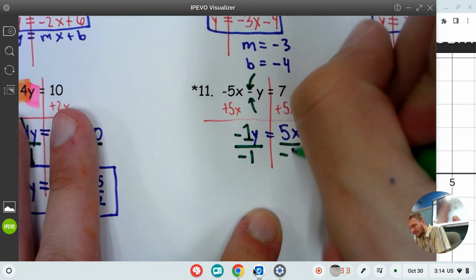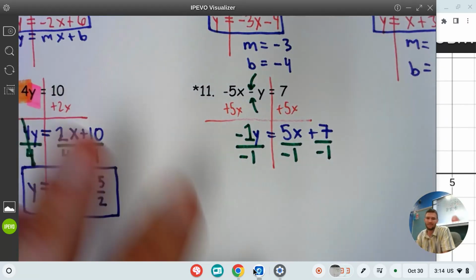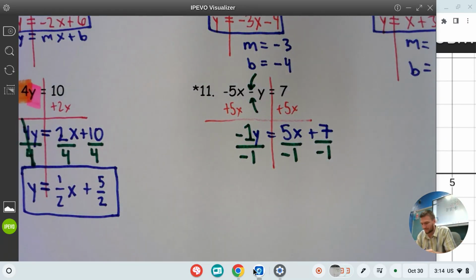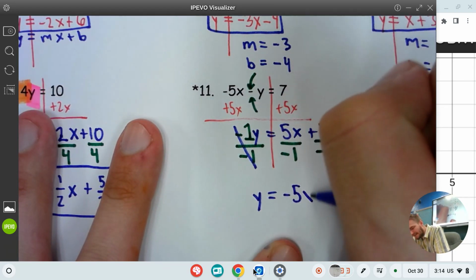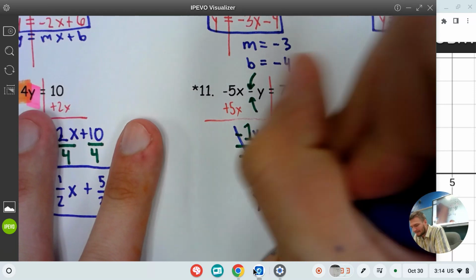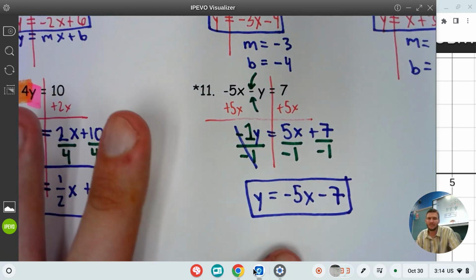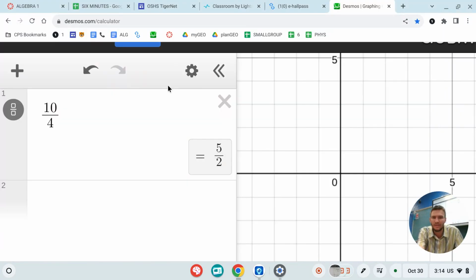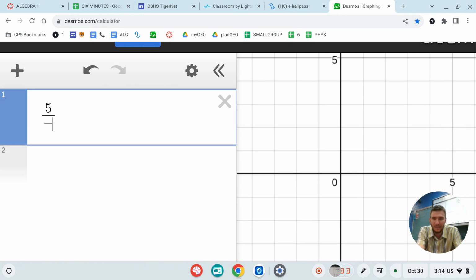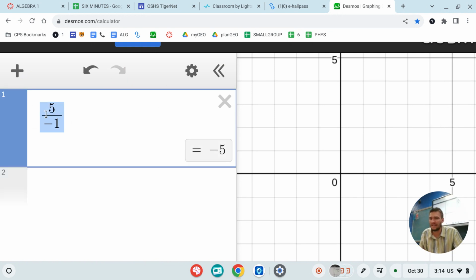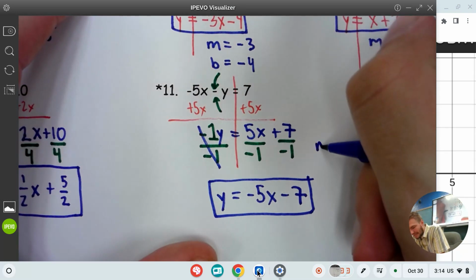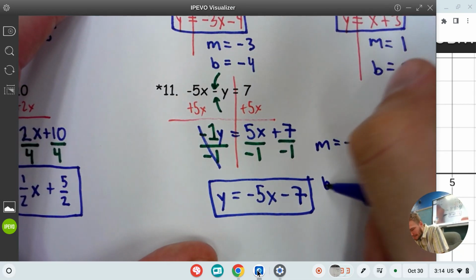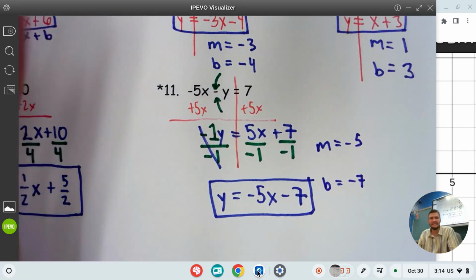Divide by -1, divide by -1, divide by -1. So it's y equals -5x minus 7. And if you're not sure why that is, just go to Desmos and type it in. 5 divided by -1 is -5. Easy. 7 divided by -1 is -7. Easy. Make sure you get this, that the m is -5 and that the b is -7. Easy, easy, easy.